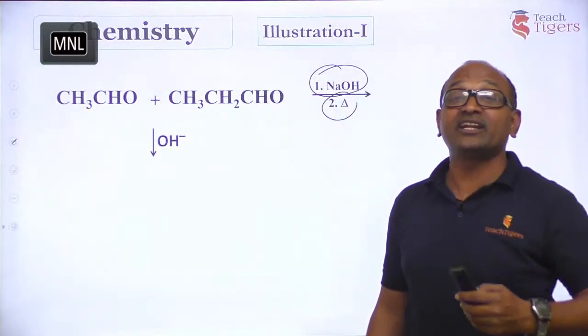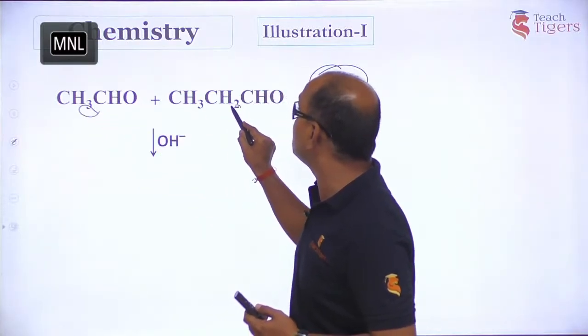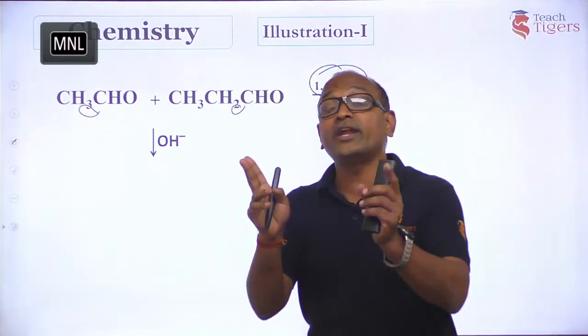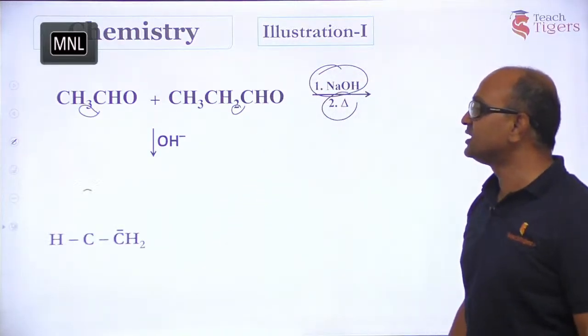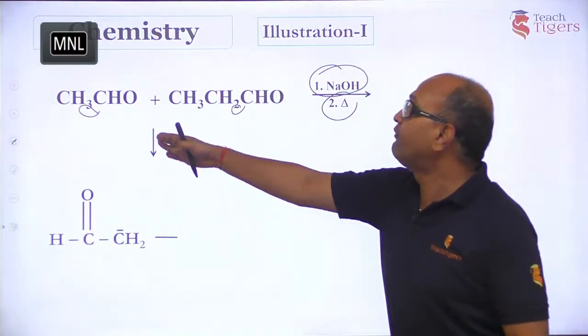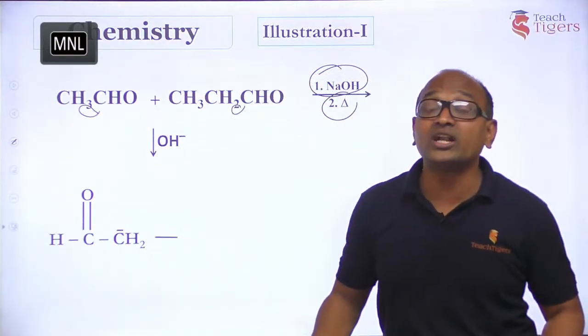We have two different species of alpha hydrogen here. This is one alpha hydrogen, and even this is an alpha hydrogen. So you are going to get two sets of enolate ion. Let us see the first case. This is the enolate ion formed by the removal of alpha hydrogen from acetaldehyde.